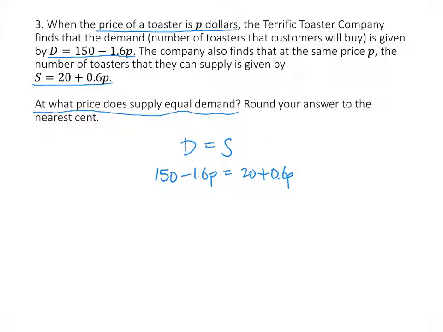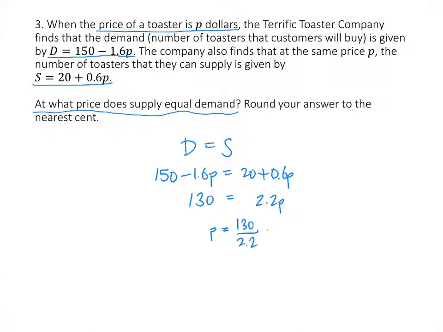So this time I'll add 1.6p to both sides. That gives me 2.2p on the right-hand side. I'm just doing that to avoid negatives. Subtract 20 from both sides. So we get 30 equals 2.2p. Divide both sides by 2.2, and we get 30 divided by 2.2.